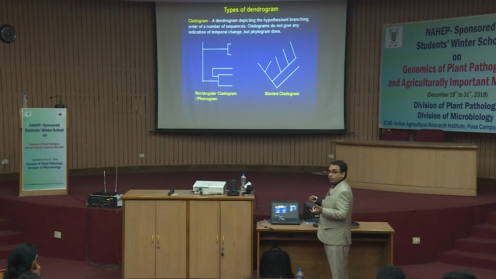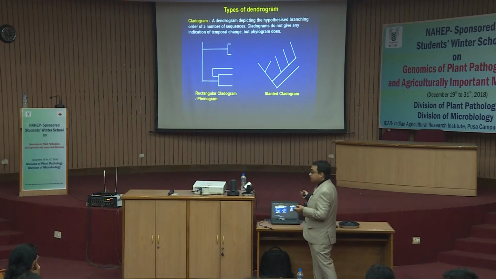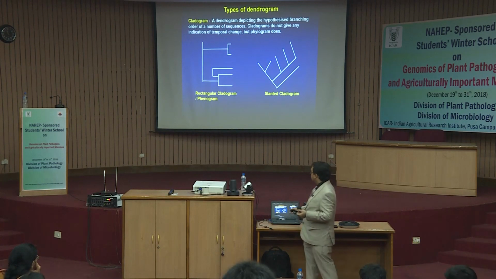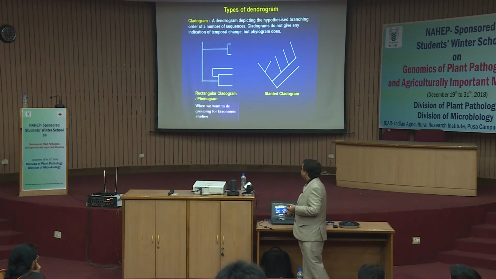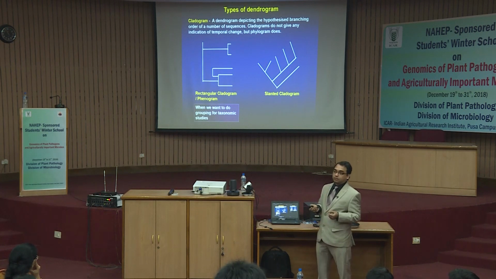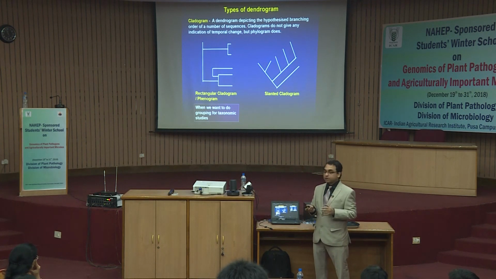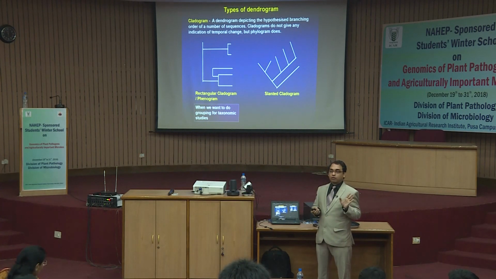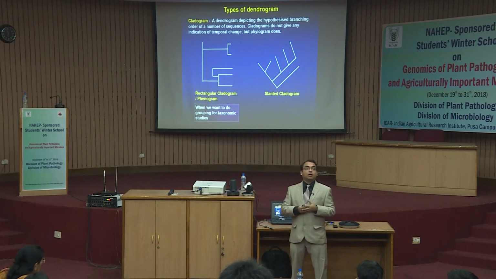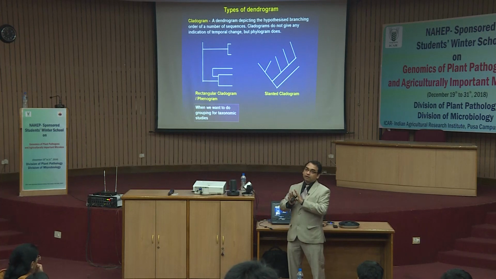Again, what are these two for? Many students use this kind of thing without knowing what it is required for. So, rectangular cladogram is required when we want to do grouping for taxonomic studies. Just to group for a taxonomic study, then only use the rectangular cladogram, do not use the slanted cladogram. Slanted cladogram again is used to do evolutionary studies. It is not related to the time, but in evolutionary study there are many aspects.